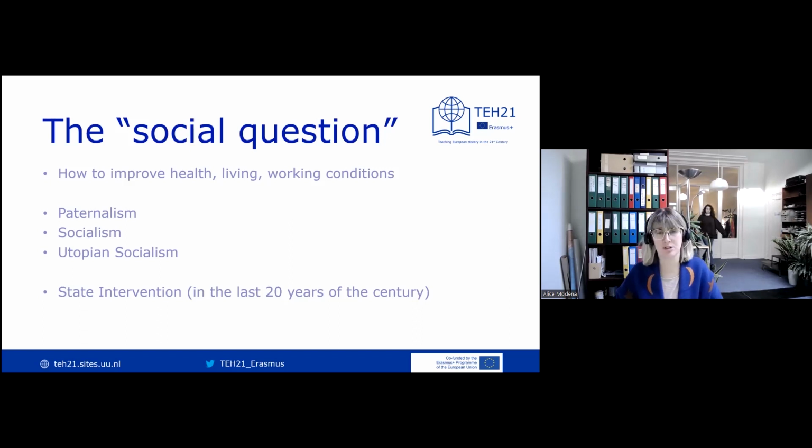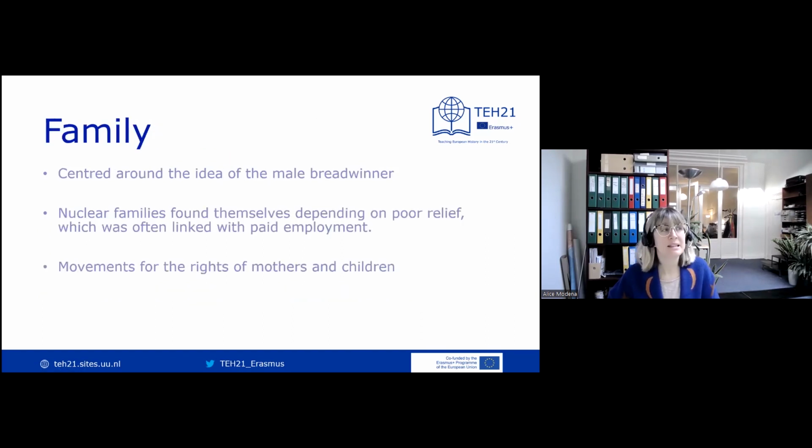In the last 20 years of the 19th century, several voices started to call also for state intervention, or alternatively for collective and organized action on behalf of the working classes. The 19th century saw also important changes in families and in their composition. With the advent of factory work, more and more families found themselves depending on the wage of the male breadwinner. This was not always possible, and nuclear families found themselves seeking the charity of the state and poor relief, which at the same time grew increasingly linked to paid employment.